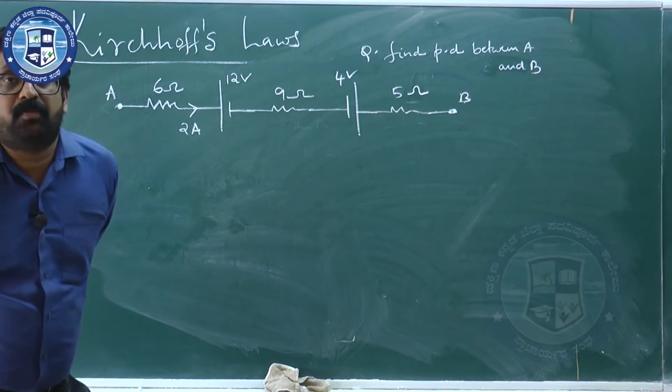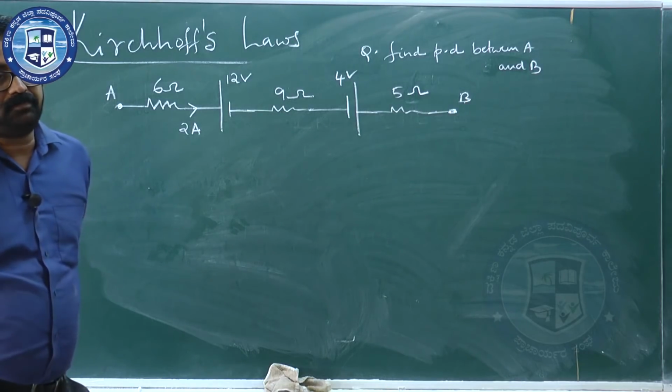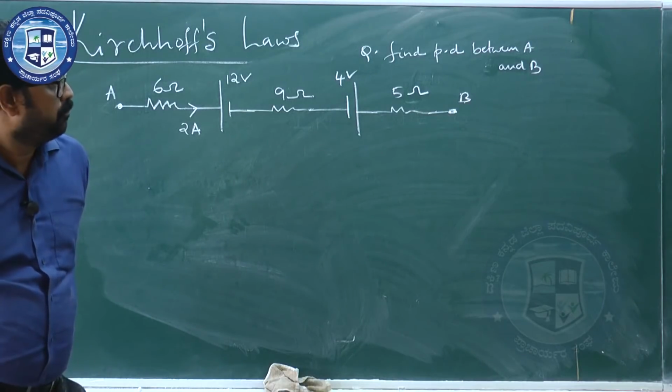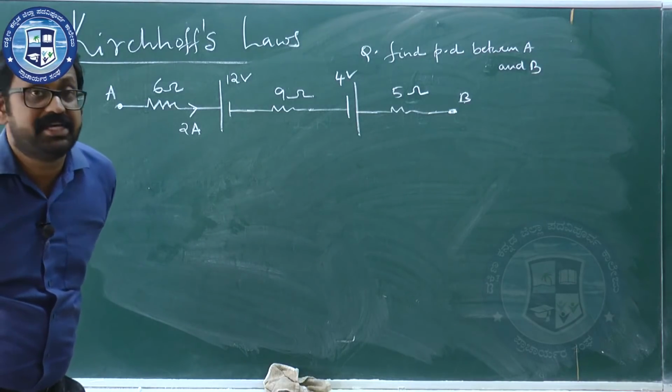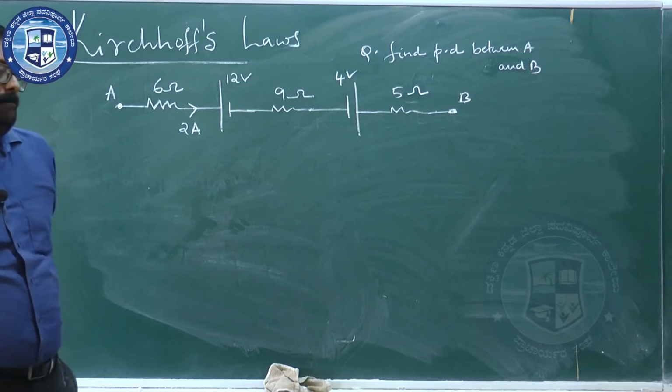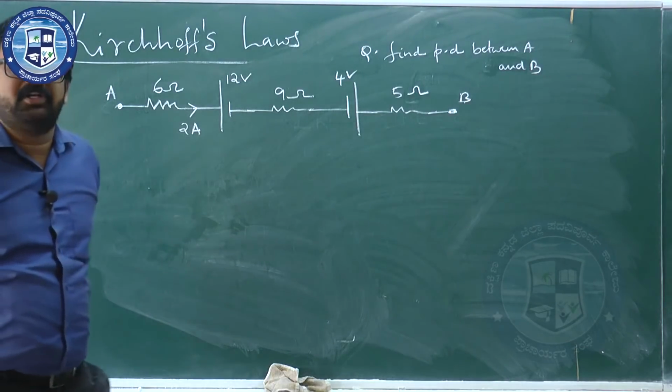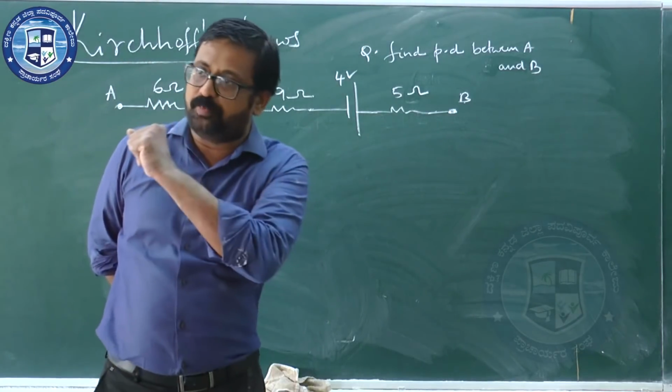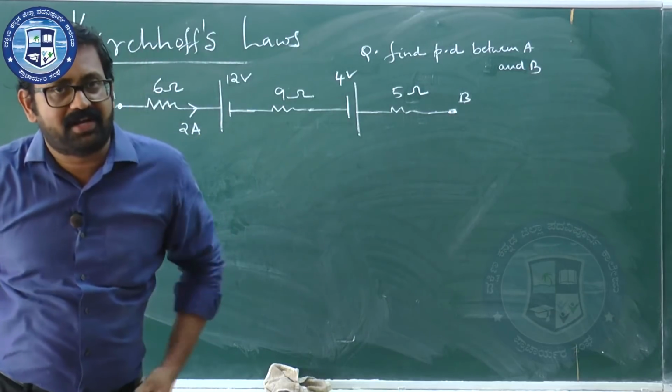You are just asked to find out the potential difference between A and B. Now the question is how to solve the problem. I said the problem can be solved using KVL, Kirchhoff's voltage law. But again the problem is, you know that KVL is applied to a mesh or a loop. A mesh or a loop is a closed path for a current in a network.